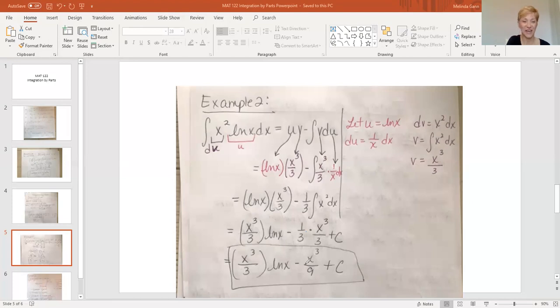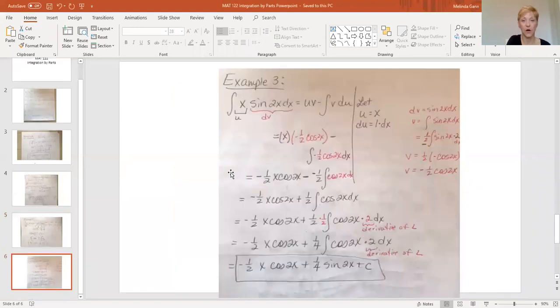Okay, all right, let's try one more. Let's look at this last one. Now here's example 3. Same kind of thing. Remember, part of your integrand is going to be a u and part's going to be a dv.